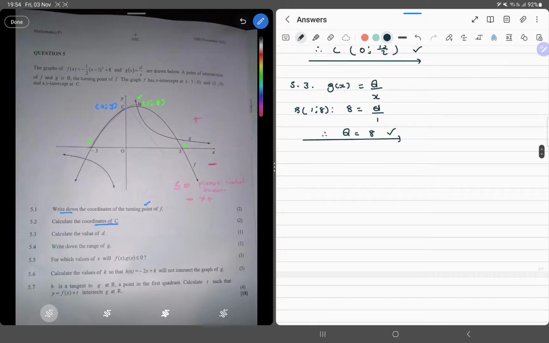Okay, moving on. We are told now write down the range of g. So 5.4. We want the range of g.